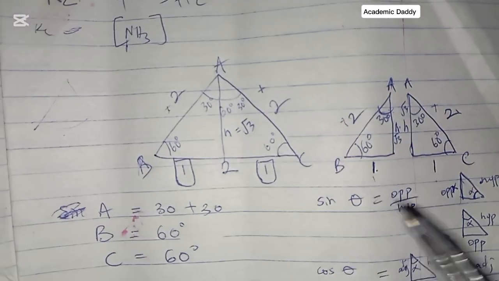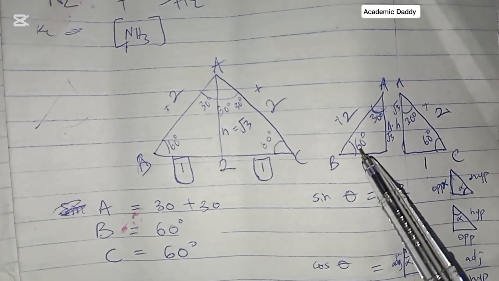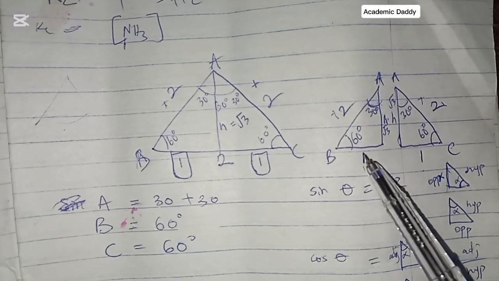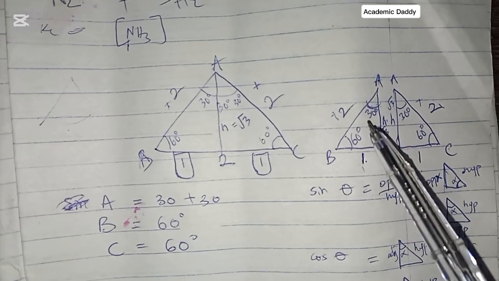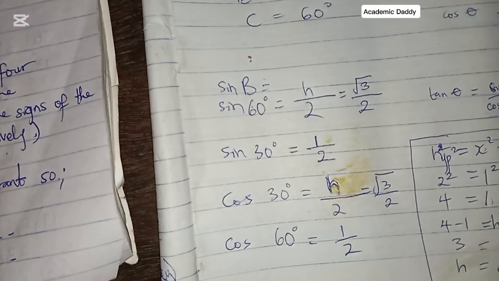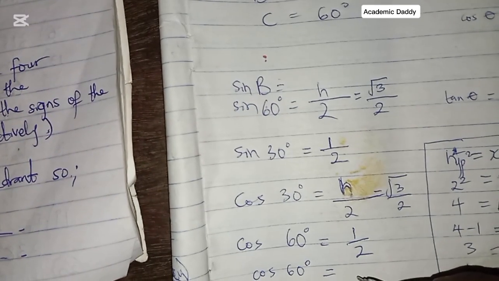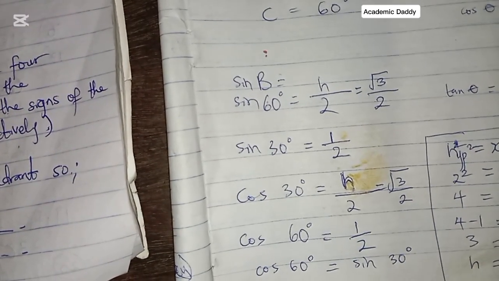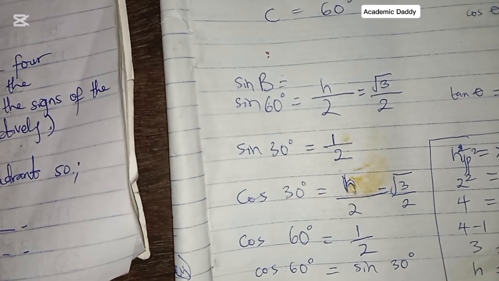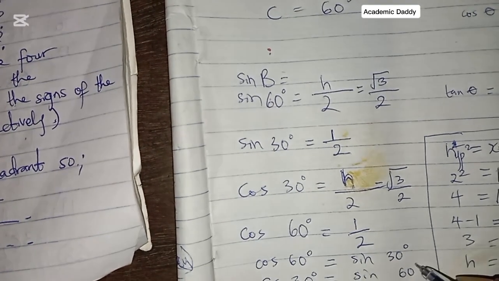So if I know this, cos 60 degrees is adjacent over hypotenuse. So adjacent of this is 1, then hypotenuse of this is 2. So that means that cos 60 degrees is the same thing as 1 over 2. So you can now very well see that cos 60 degrees is equal to sine 30 degrees, and cos 30 degrees is equal to sine 60 degrees.